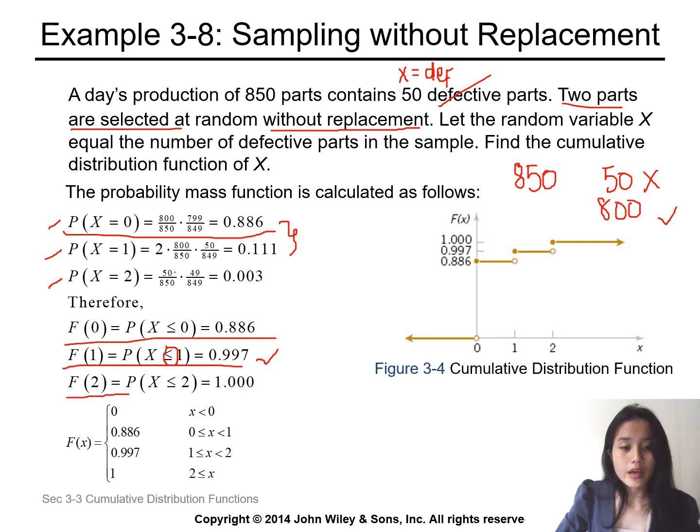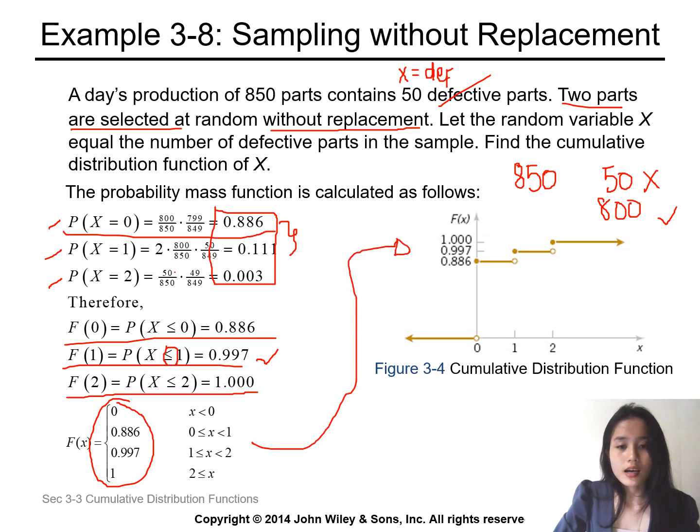And lastly, F of 2 is equal to P of X less than or equal to 2, which is equal to 1. The summation of all those values is equal to 1. So that is our F of x. When we input these into the graph of the cumulative distribution function, F of x is placed on the y-axis and the x variables are placed on the horizontal axis.